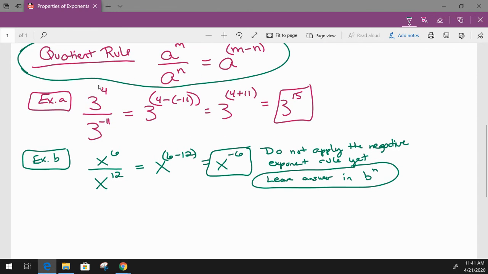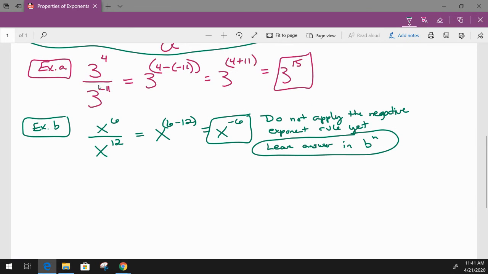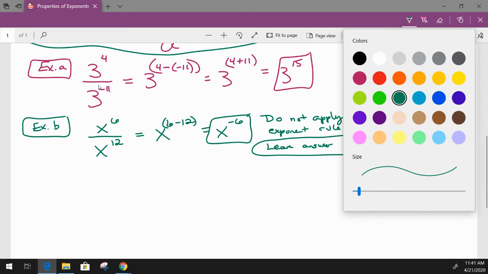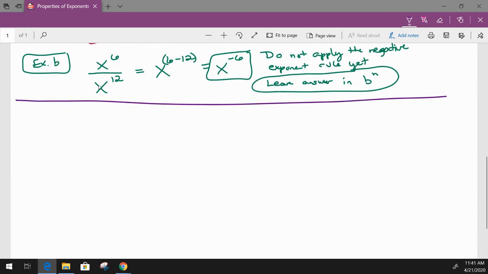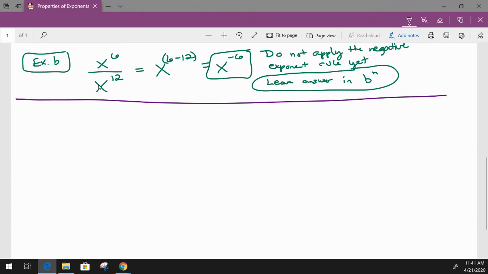Okay, so the next examples, I'm going to apply several rules. I'm going to bring up several rules right now. So we are going to introduce the negative exponent rule and the zero exponent rule.